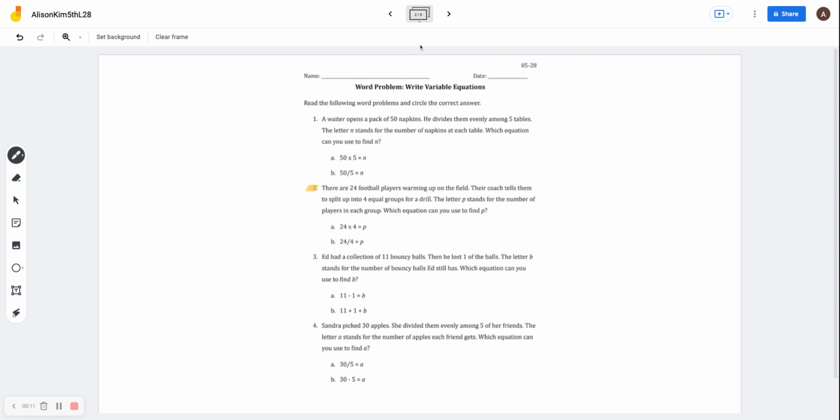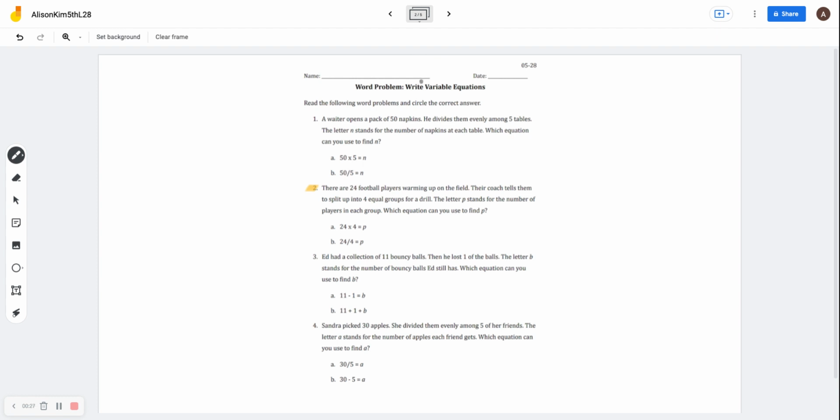Number 2 says there are 24 football players warming up on the field. Their coach tells them to split up into 4 equal groups for a drill. The letter P stands for the number of players in each group. Which equation can you use to find P?